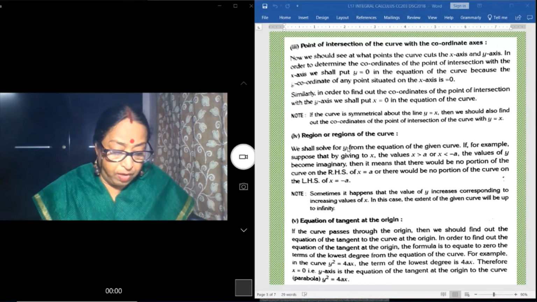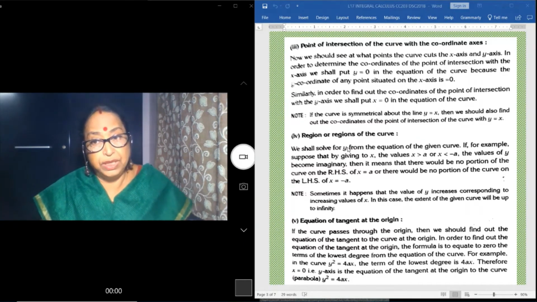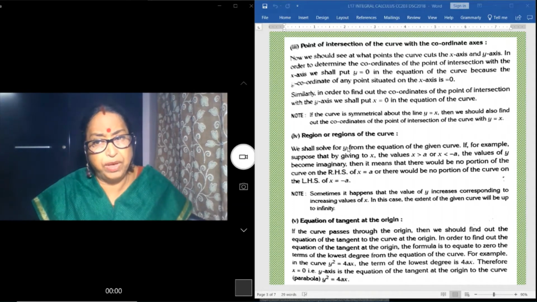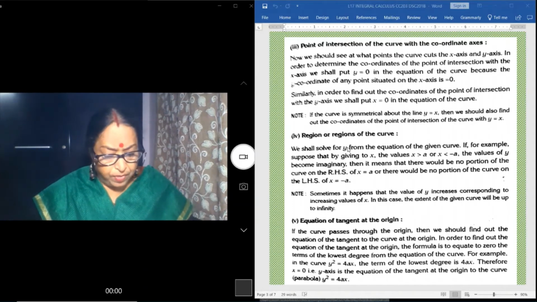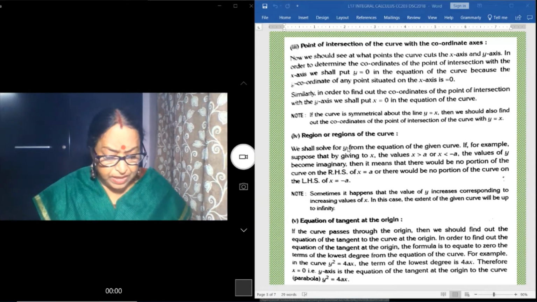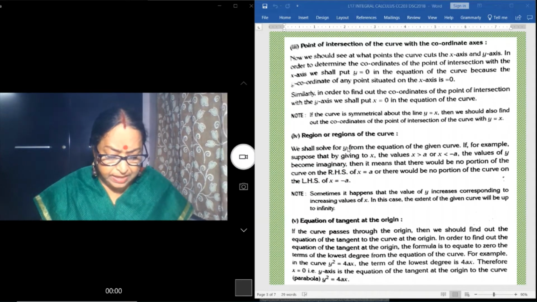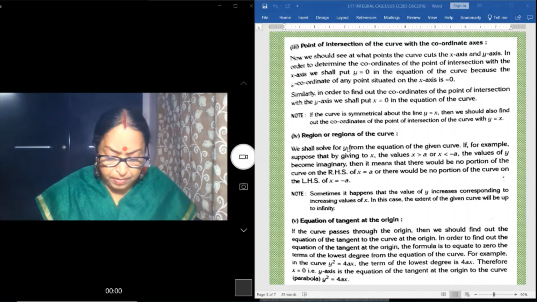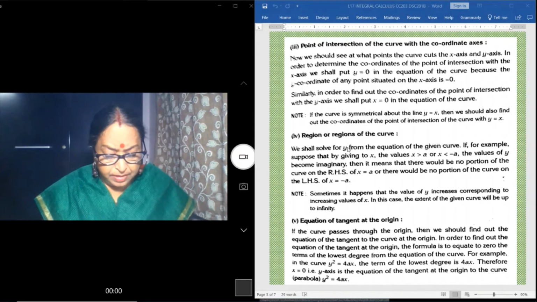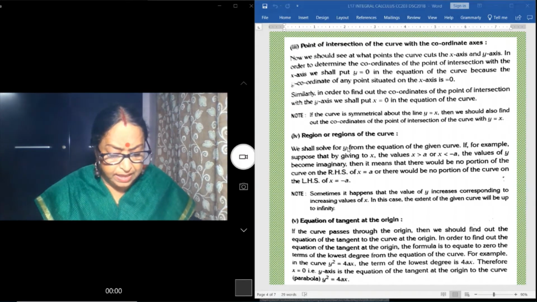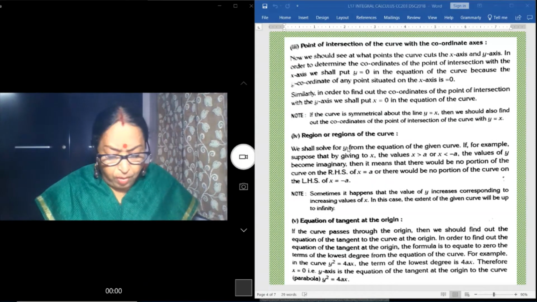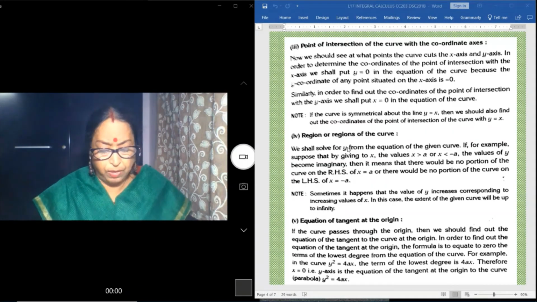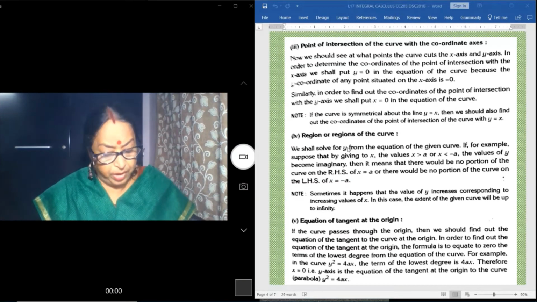Now the region of the curve. If we look at the equation of the curve, and when we put x equal to some value the left hand side is not equal to the right hand side, for example on the left hand side x equal to minus a and on the right hand side x equal to a, and the value of y becomes imaginary, then it means that there is no portion of the curve beyond that point.